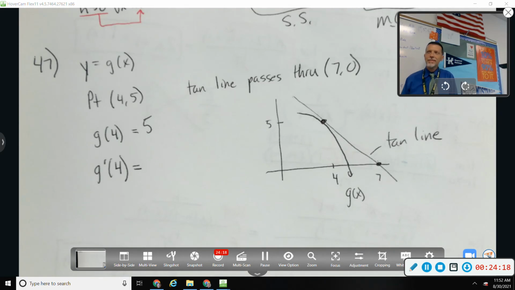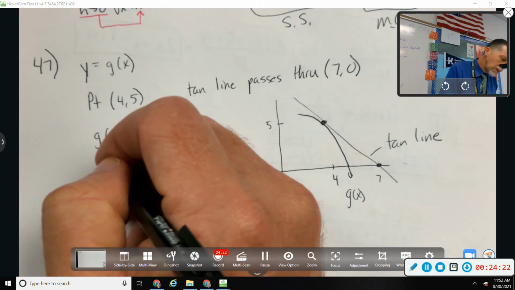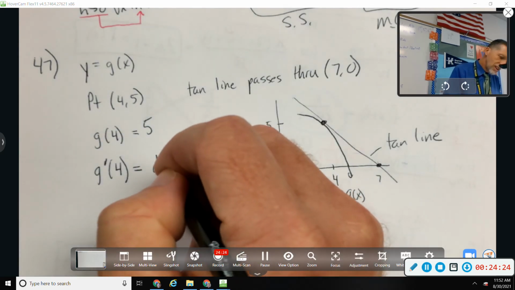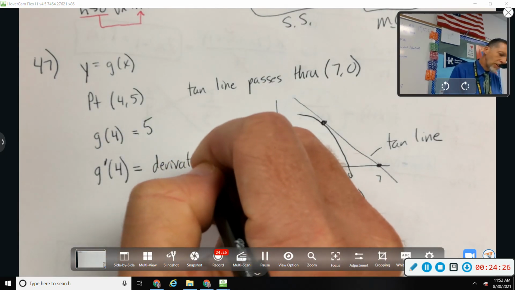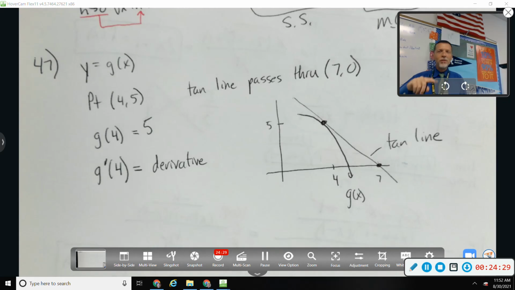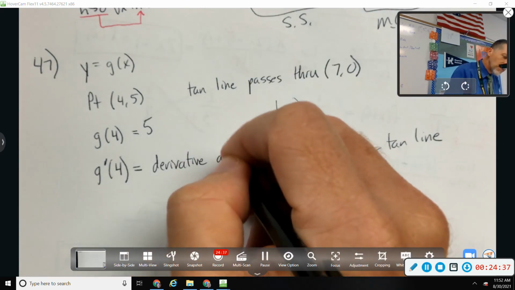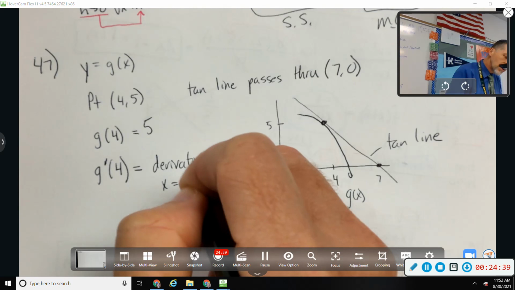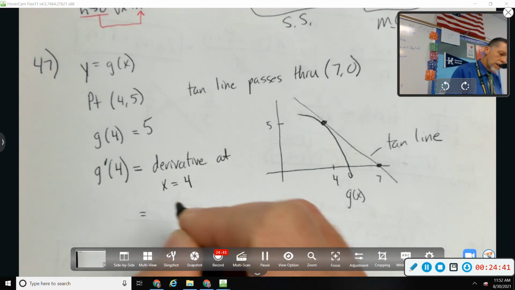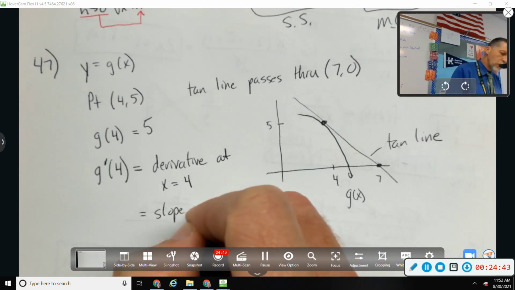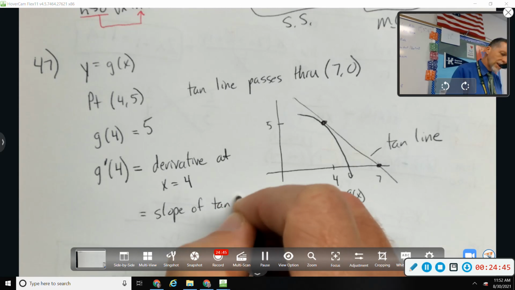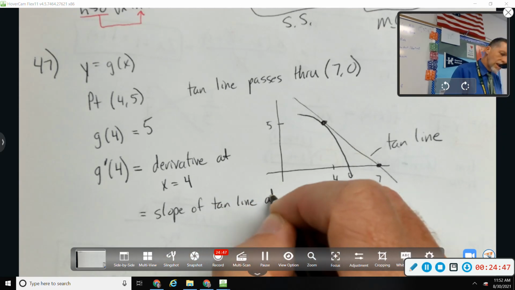There's nothing to do. Now g prime, what does this little symbol mean? Derivative. I'm going to show lots of steps here because this is what your brain should be doing. I'm going to write out what your brain is thinking. I don't expect you to write out everything your brain is thinking. This means the derivative at x equals 4. But the derivative is the slope of the tangent line at x equals 4.